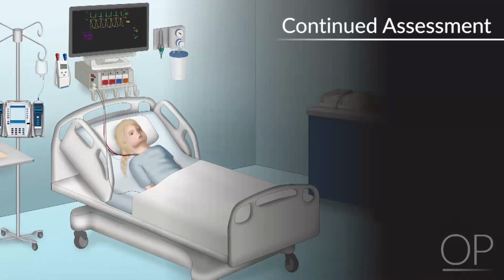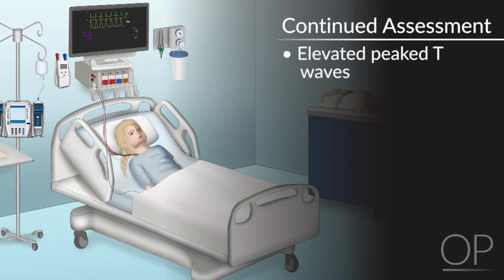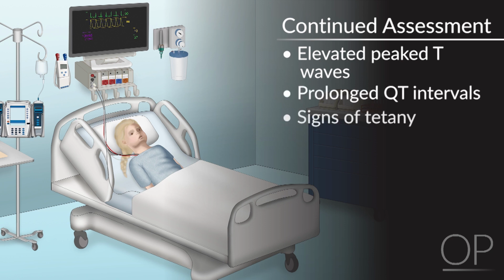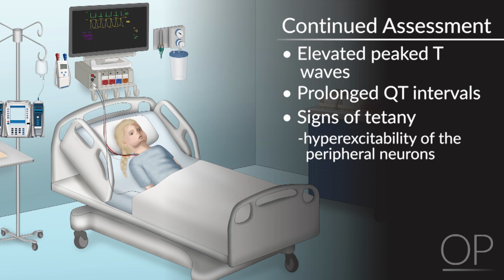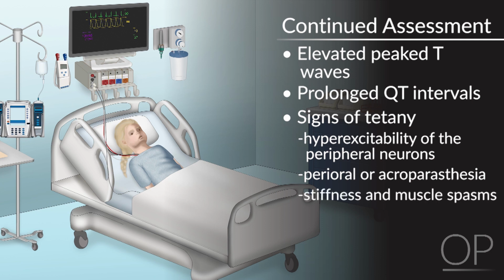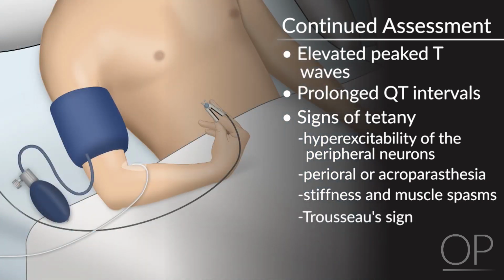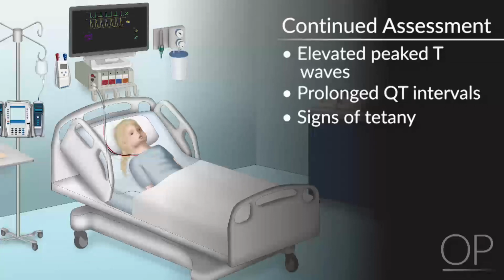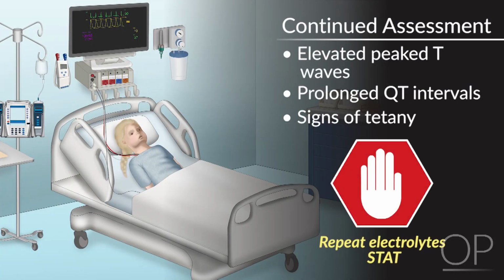As you continue to talk with the patient and family about these issues, you should continue to look at the monitors, assess for elevated or peaked T waves or prolonged QT, and any other signs of tetany. Tetany is hyperexcitability of the peripheral neurons. This is seen by perioral or acral paresthesias and motor symptoms that include stiffness and muscle spasms. Two signs that can be seen are: 1, Trousseau's sign, which is a carpopedal spasm, aka a hand and wrist spasm, or 2, Chvostek's sign, which is an ipsilateral contraction of the facial muscles following tapping the facial nerve. And if these physical exam findings are present, you should repeat a Chem10 stat.